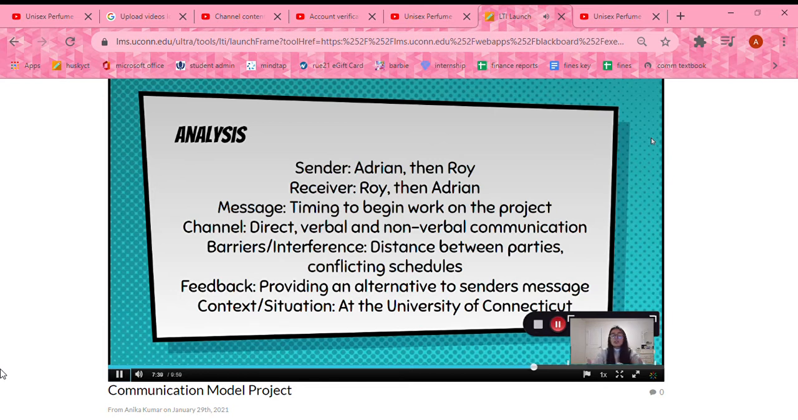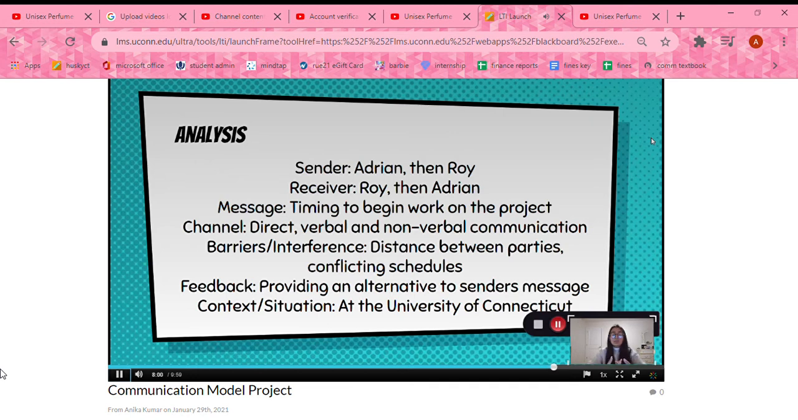which kind of goes to show why they need to compare their schedules, because they do not have equal access to each other and each other's resources. So there's an implied distance between these parties, and there are also conflicting schedules, as specifically stated in this communication.